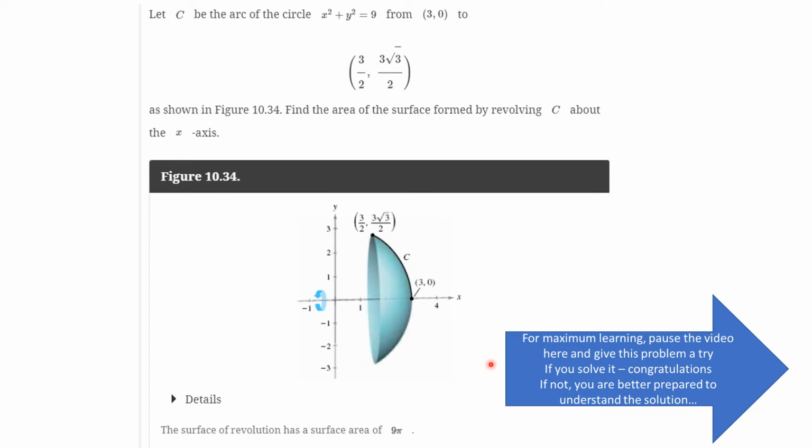Now again, for maximum learning, you should pause the video here and give this problem a try. If you solve it, congratulations. If not, you're better prepared to understand the solution. Okay, so please give it a go.